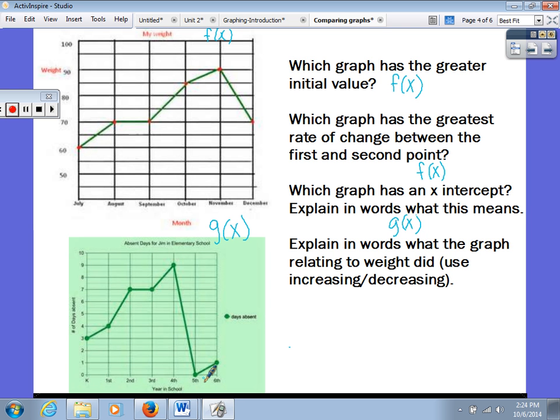Very good. Do you want to say it louder into the mic so everybody can hear you? No, you said you're good. Okay, but he was right. He said in Jim's 5th year of school, he missed 0 days. Good job. Okay, explain in words what the graph relating to weight did.